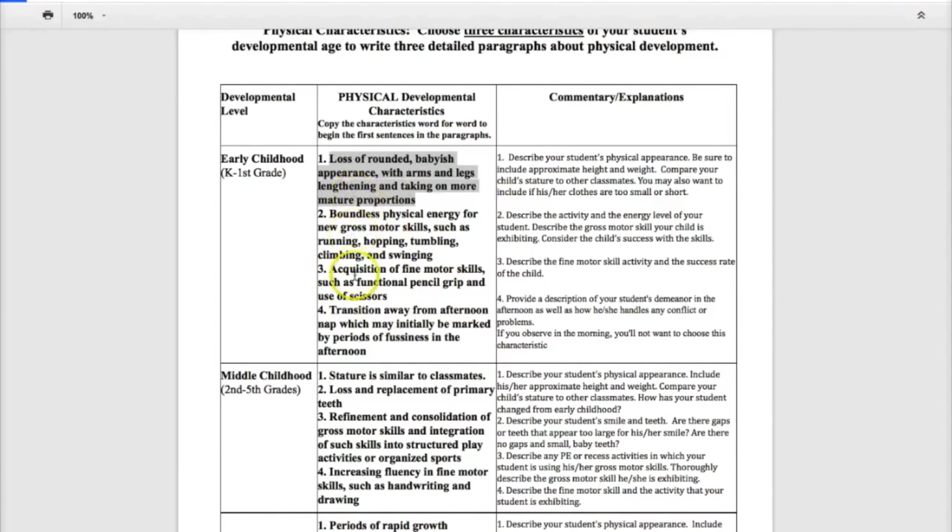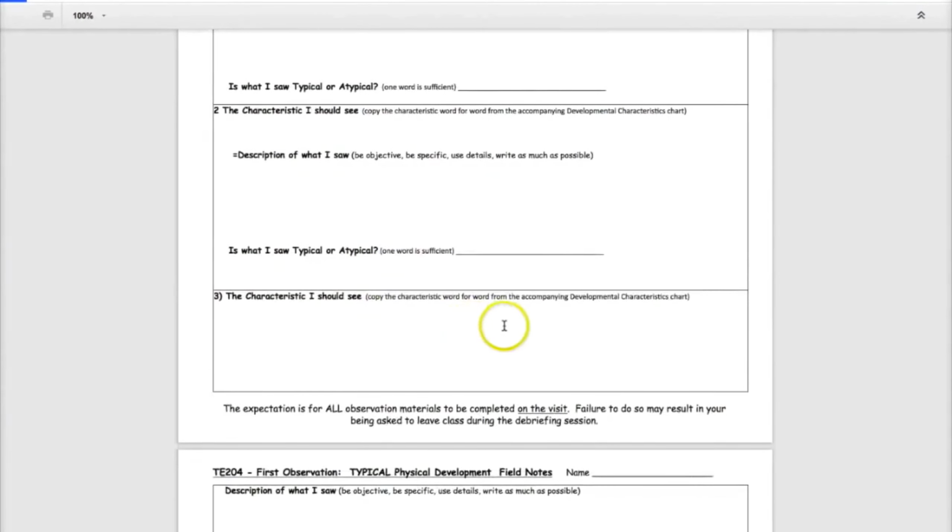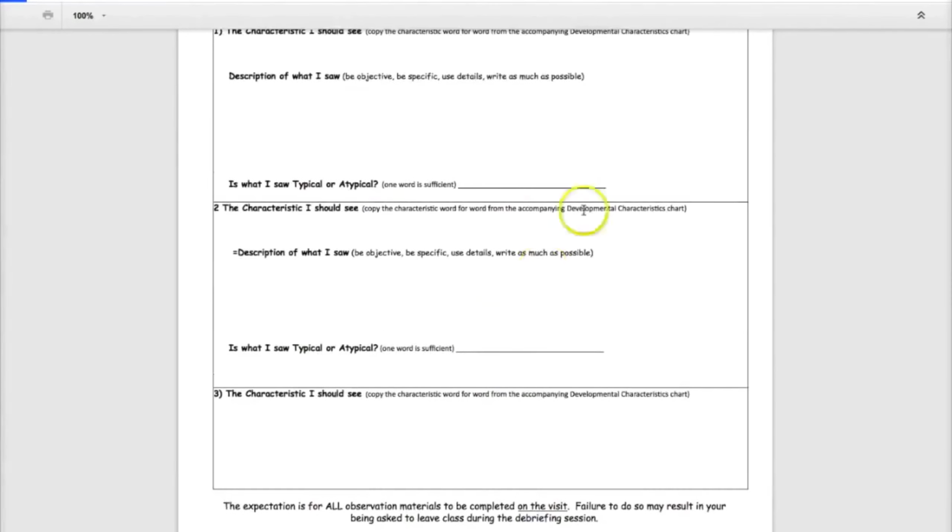Second one, I'm going to pick another one out of this list. Usually 1, 2, and 3, and especially in this case, are going to be the easiest to see. So you're going to transfer those word for word. Here's where your second one would go. Here's where your third one would go. And then on the visit, you're actually going to look for specific information.